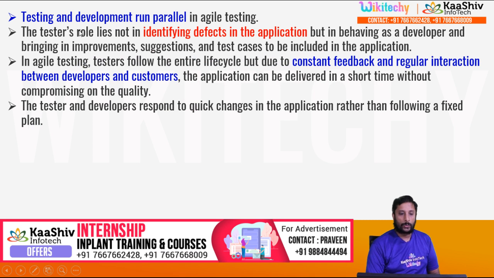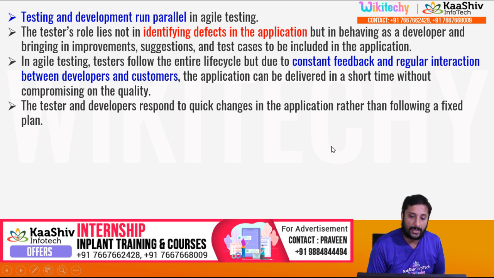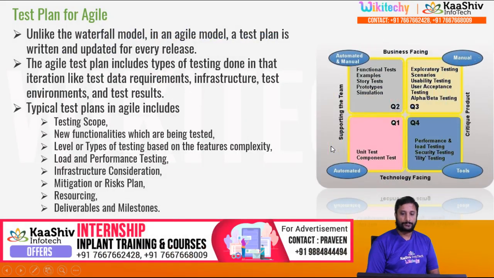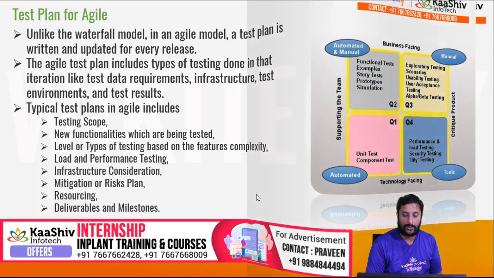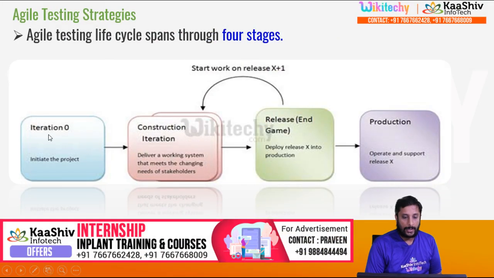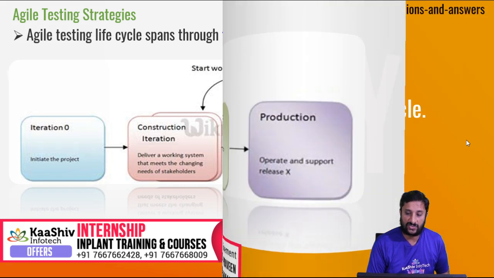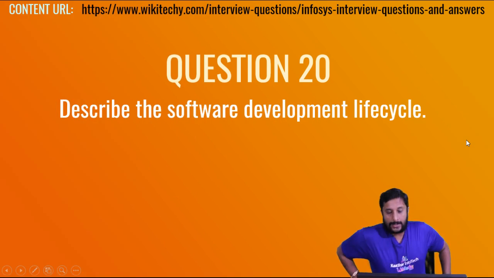Okay, so the tester's role lies not in identifying defects in the application, but in behaving as a developer and bringing in improvements, suggestions and test cases to include in the application. So test plan for agile, these are the test plans available, just make a note of it. And I got my iterations, release and everything. This is the fourth stage of the life cycle of agile testing strategy. Let's move on to the next question.